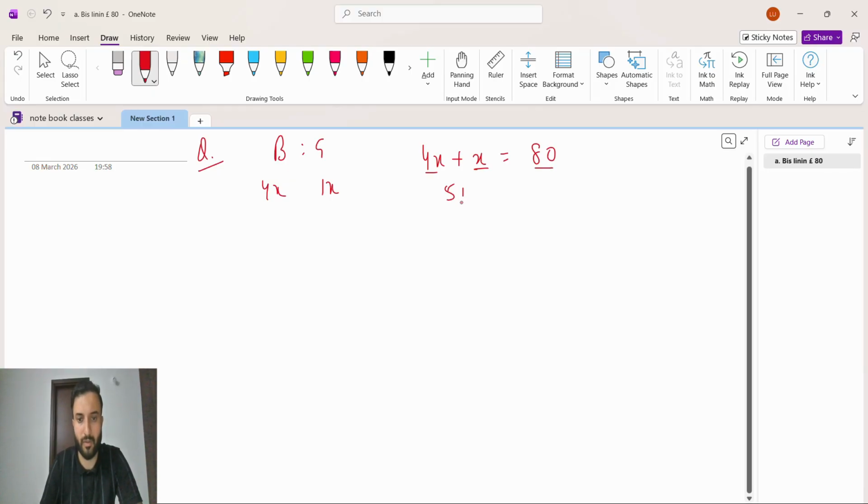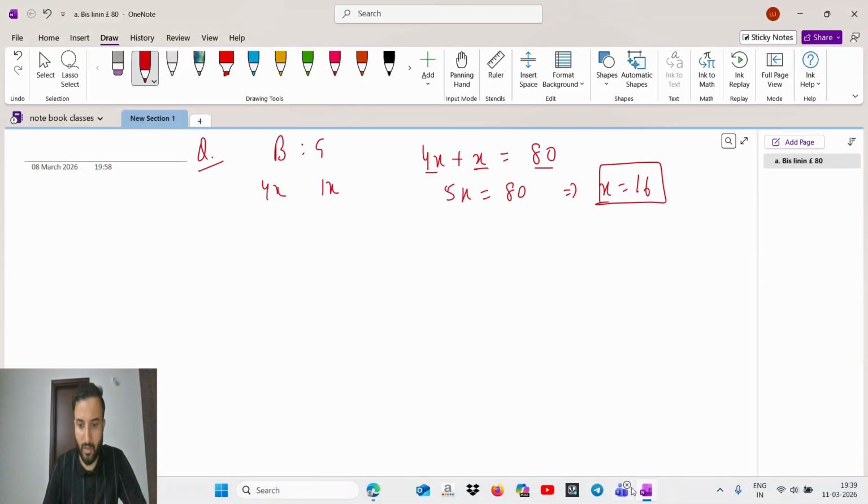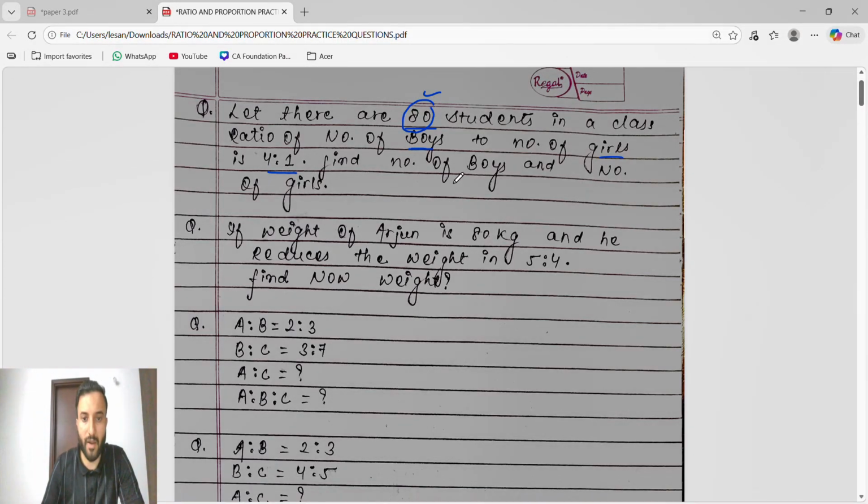4x plus x means 5x equals 80. So from here x equals 80 divided by 5, that is 16. So the x value we got is 16. Now what do we have to find? They said find the number of boys and the number of girls. Boys is 4x, so 4 times 16 is 64. The total number of boys is 64, and the number of girls is x, which means 16.